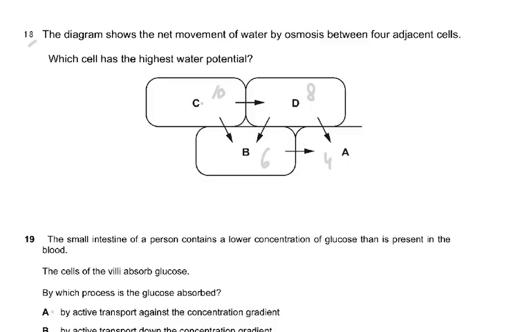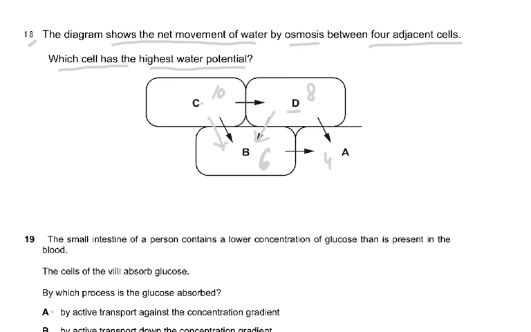Now, question number 18. The diagram shows the net movement of water by osmosis between 4 adjacent cells. Which cell has the highest water potential? Now, I have given figures. C is 10, so it is moving to D. Now, D has to be less than that, so it could be 8. But then from D, it is moving to B, so B has to be 6. So it can move from 10 to 6 this way, and from 8 to 6 this way.